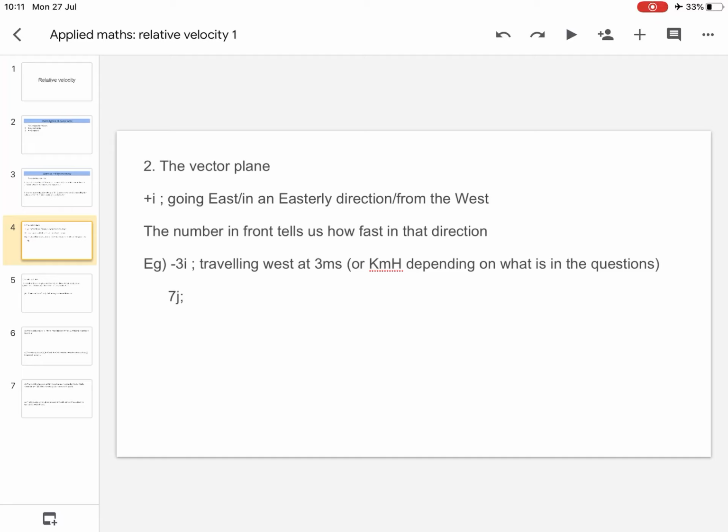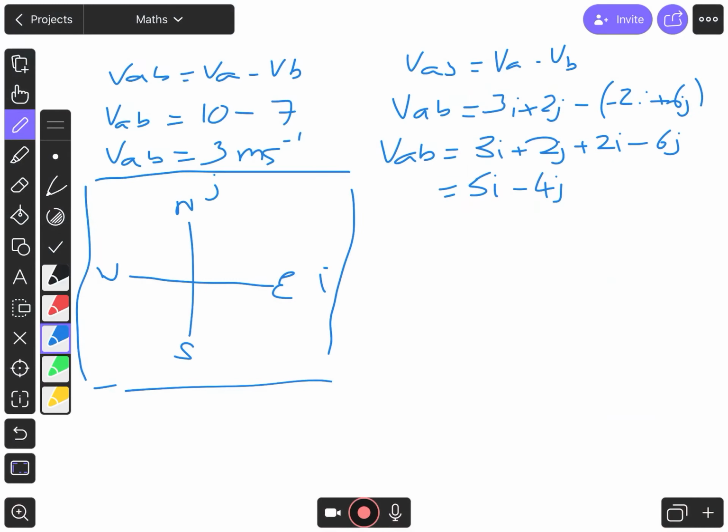If we take a look at the next bit, the number in front tells us how fast in that direction. For instance, if I have minus 3i, I am traveling west, because it's minus i, so I'm going in the negative i direction, so I'm going this way, minus i direction.